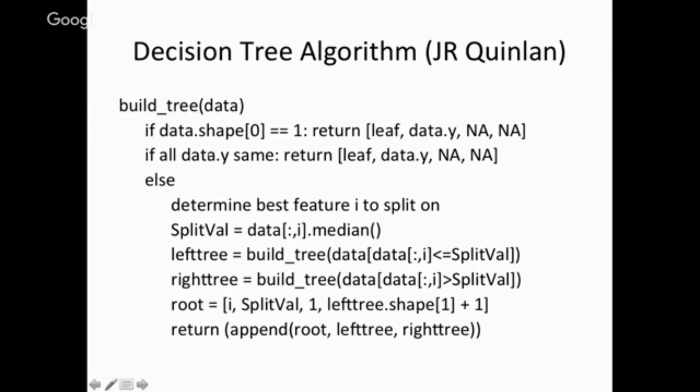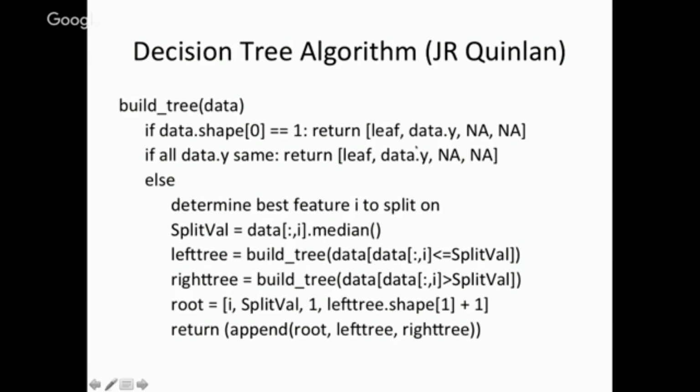Another is, what if we get called with some data and all of the labels are the same? Well, obviously there's no point in creating a more detailed tree from this data because we know what the answer is going to be. We know it's going to be just Y. So again, we can create a leaf and return it. So those are our stopping criteria.